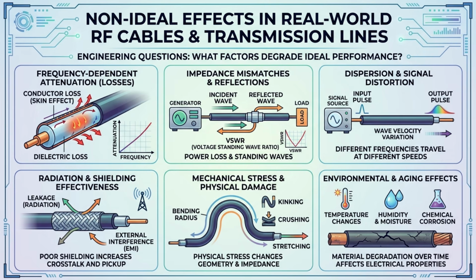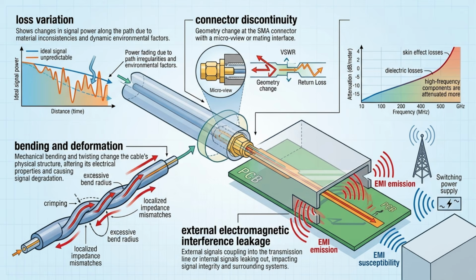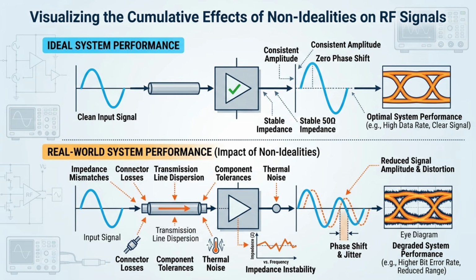This raises an important engineering question. What non-ideal effects appear in real-world RF cables and transmission lines? Real-world transmission lines deviate from ideal behavior due to physical imperfections, manufacturing tolerances, and environmental influences. These effects include loss variation, connector discontinuities, bending and deformation, frequency-dependent behavior, and external electromagnetic interference leakage. Together, these non-idealities affect signal amplitude, phase, impedance stability, and overall system performance.